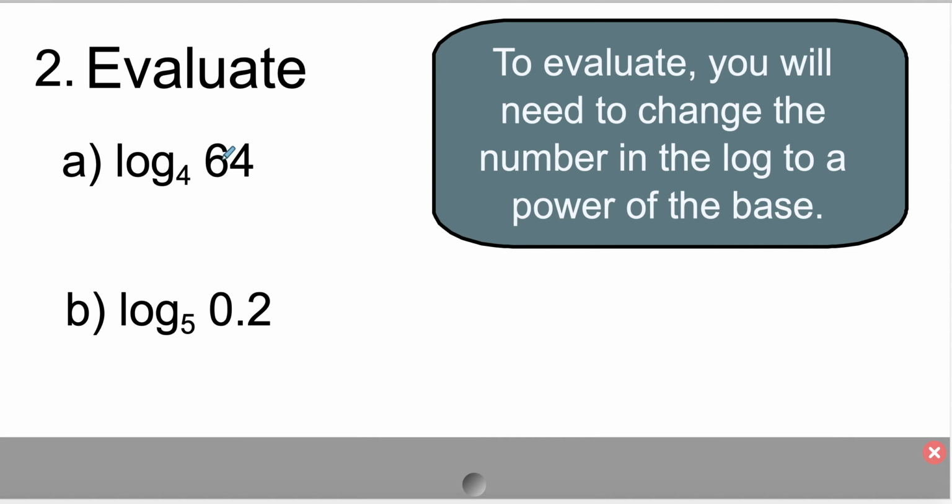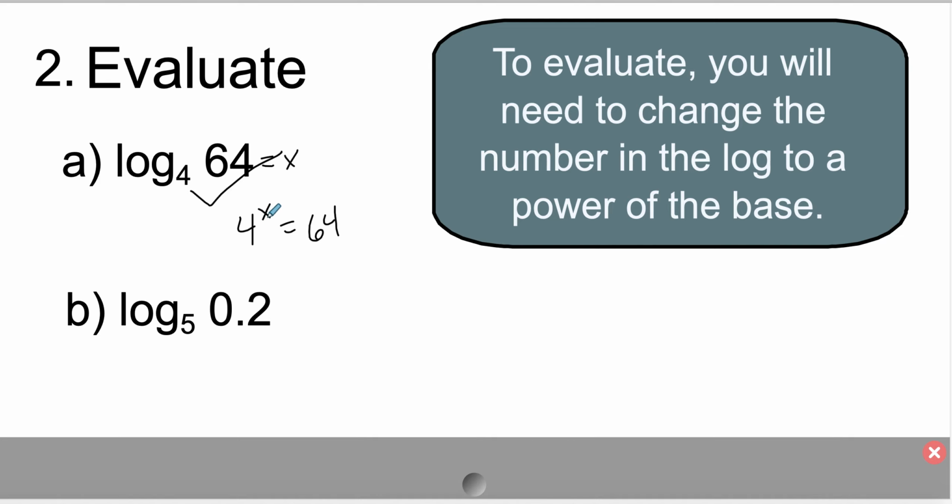Now I'm going to show you a method to kind of visualize it. I don't know what this evaluates to, so I'm going to set it equal to x. Okay, I'm going to figure it out. So then I'm going to do a check mark. Boom, boom. So that sets up like this. 4 to the x equals 64.